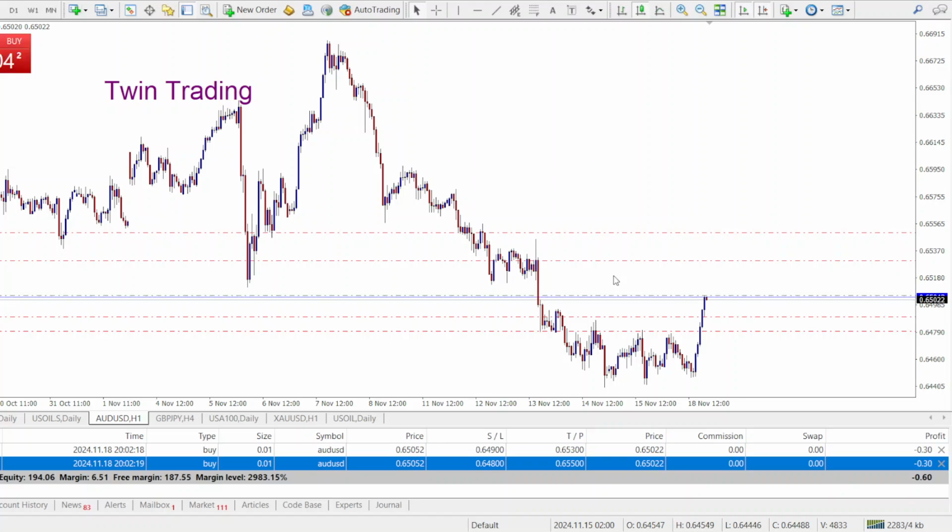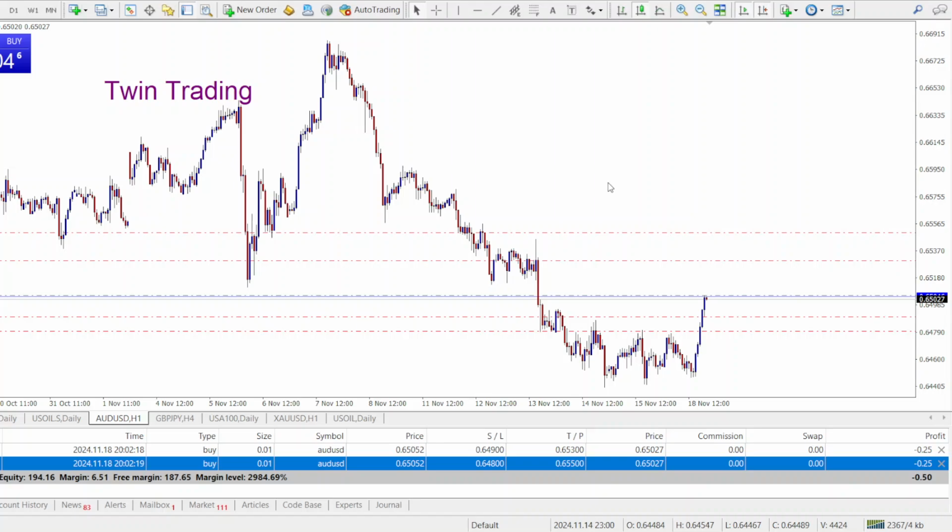So it's a strategy that you ought to implement in an already existing strategy. Twin trading is not a standalone strategy. You must have a trading strategy for you to be able to use twin trading. Okay, I hope I explained it properly.